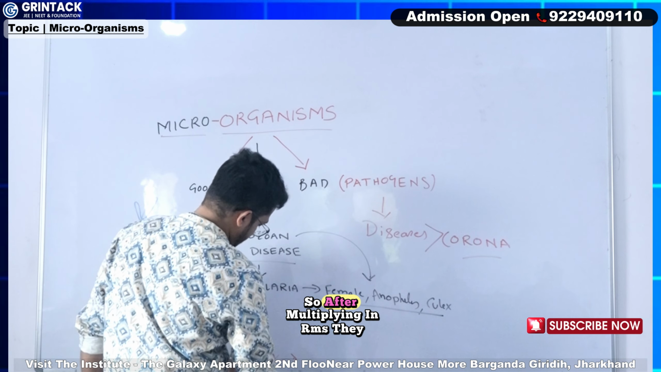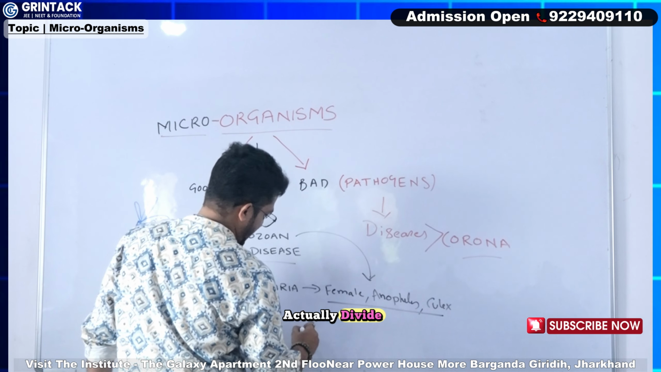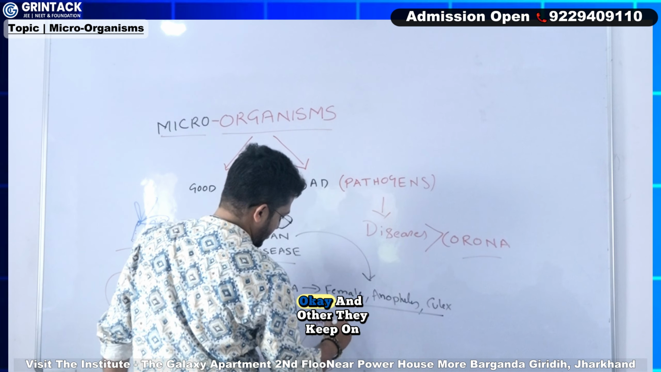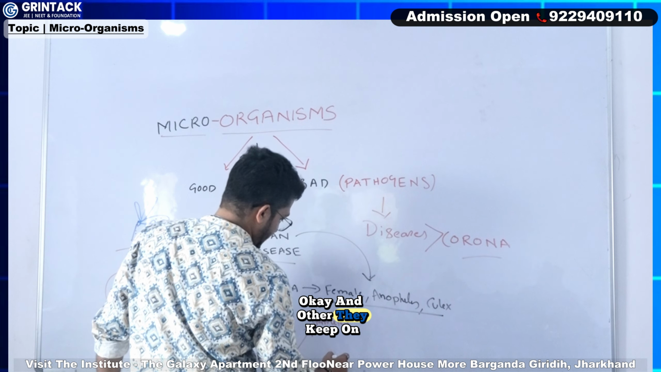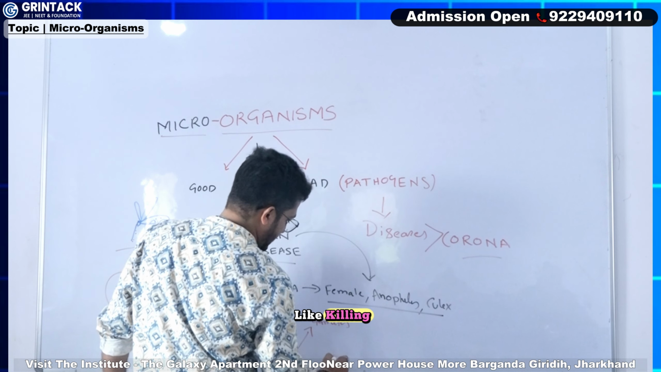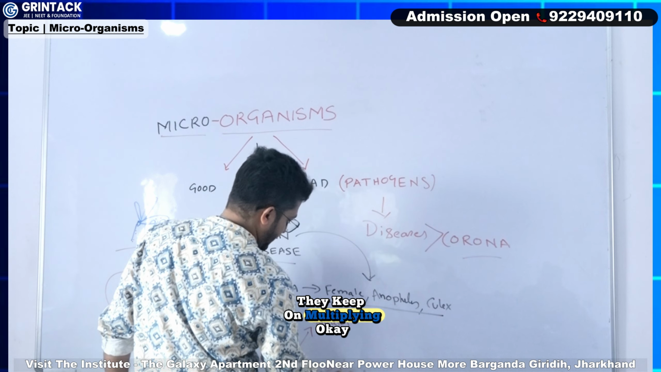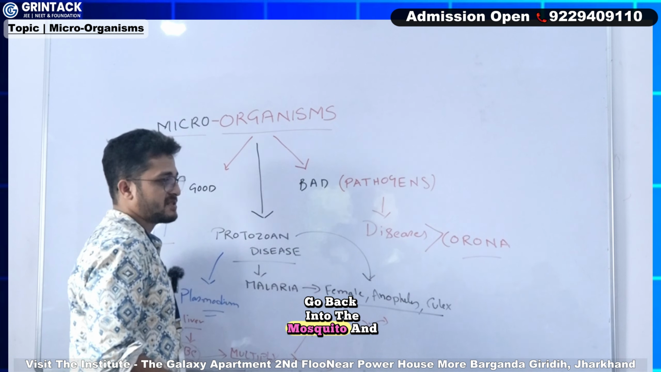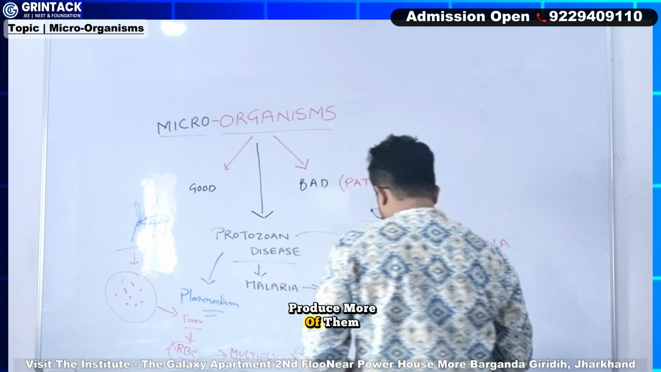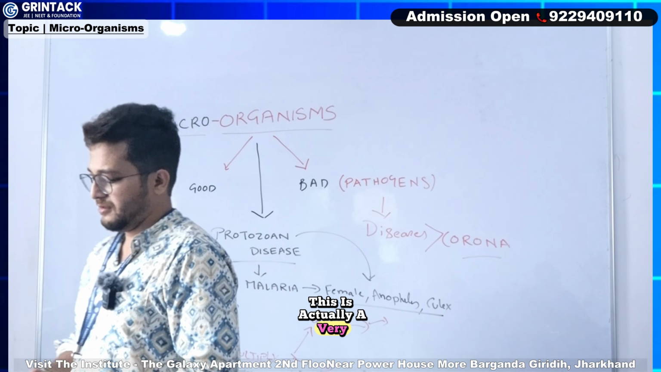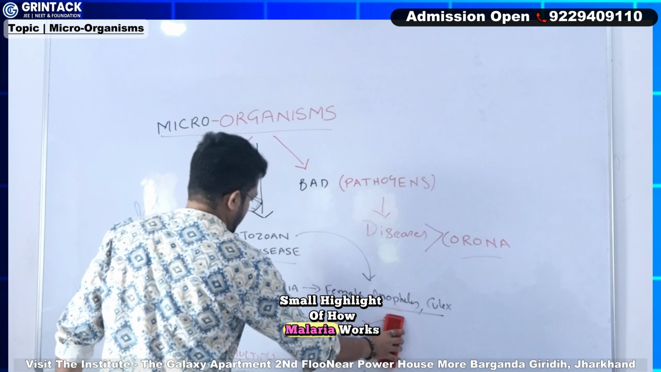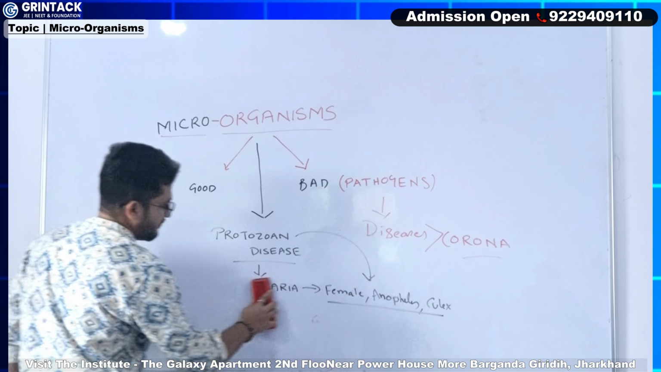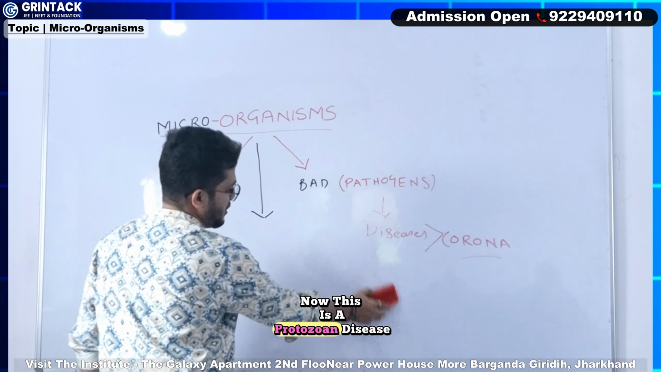After multiplying in RBCs, they divide, which means they take two pathways. One, they form gametes, and the other, they keep on multiplying and killing. Through the gametes, they can go back into the mosquito and produce more of them. This is a very small highlight of how malaria works. Probably in the next video I will explain the entire life cycle of malaria. Now, this is a protozoan disease.